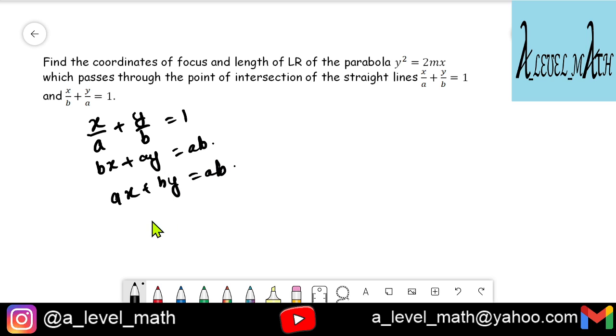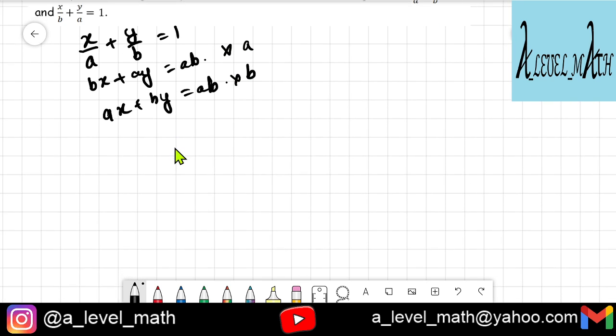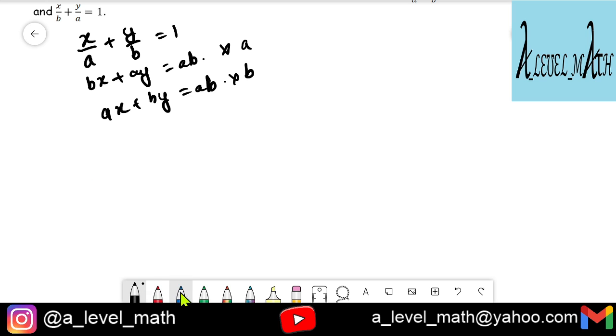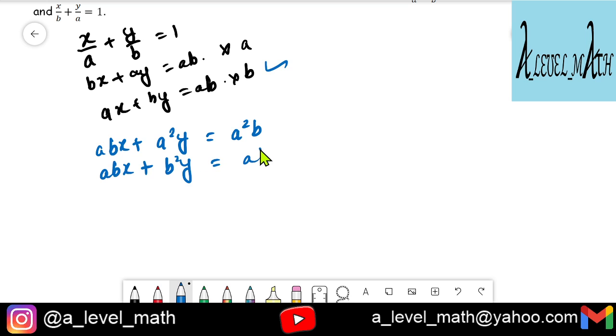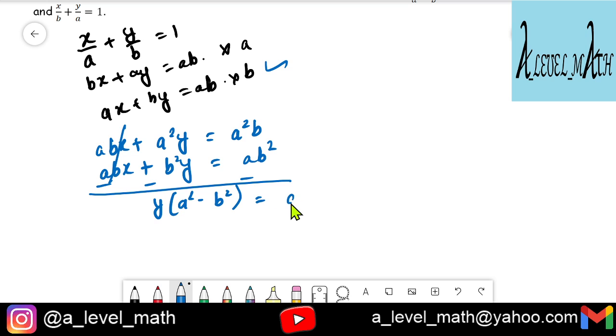So now if I want to eliminate x, then I can multiply this equation with a, this equation with b. So what I will have is that abx plus a square y is equal to a square b, and from here I'll have abx plus b square y is equal to ab squared. Now if I subtract, I have y common, a squared minus b squared is equal to a squared b minus ab squared.